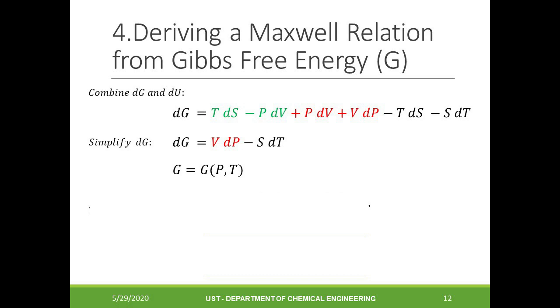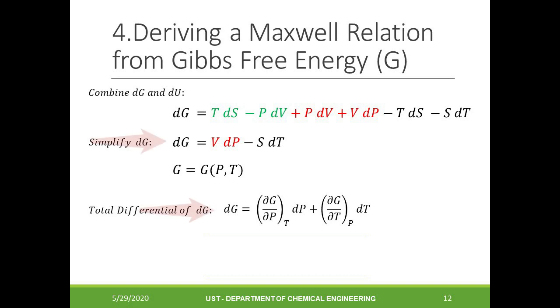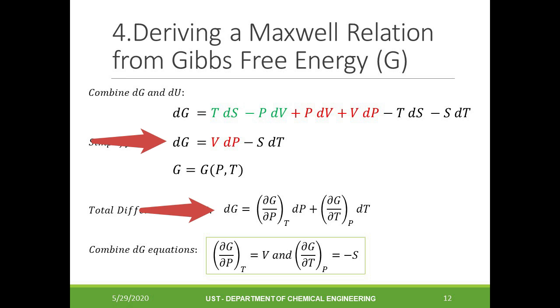Alright, so we can now write the total differential of this equation as follows. Just like what we did earlier, we can set the two dG equations equal to each other. Since there are terms of the same variable, dP and dT, this means that the coefficients have to be equal. We can say that the change in Gibbs free energy with respect to pressure at constant temperature is equal to volume. And similarly, we can say that the change in Gibbs free energy with respect to temperature at constant pressure is equal to the negative of entropy.